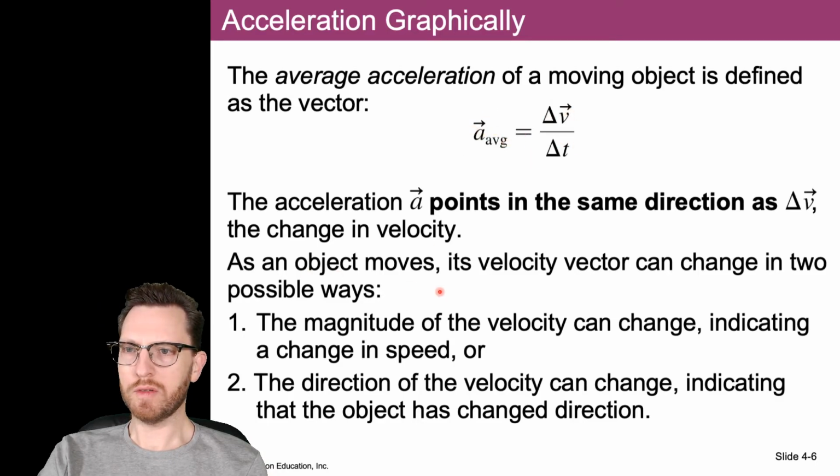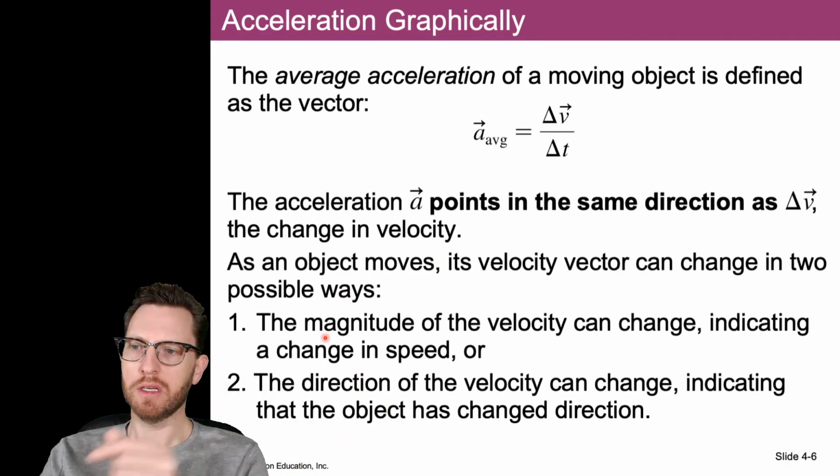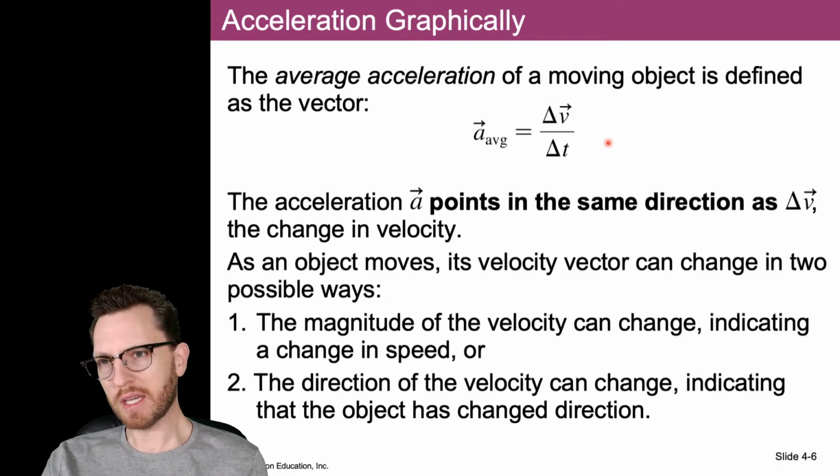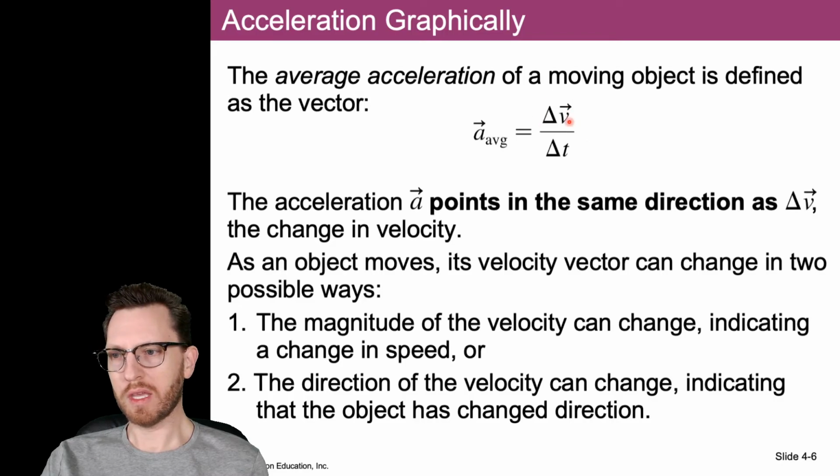As an object moves, its velocity vector can change in two different ways. Now that I have two dimensions, the magnitude of my velocity vector can be changing. It can be speeding up or slowing down. I can change the speed. But also I can change the direction of that velocity vector. So this delta v can come about from either one of these or both simultaneously. I can have a velocity vector changing in magnitude or direction. And in either case, I have an acceleration.